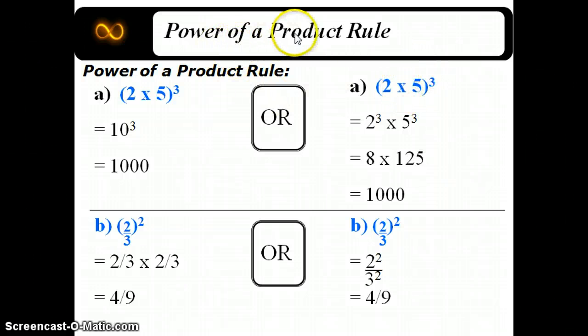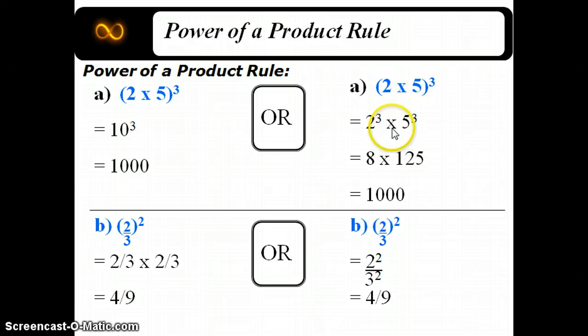This is the power of a product rule. This is not when you're adding or subtracting inside the bracket. It is only when you are multiplying or dividing. This rule does not apply for adding and subtracting. So the rule again, when I'm multiplying or dividing, I can take the exponent outside the bracket and distribute it in. So now I get 2 to the power of 3 times 5 to the power of 3.